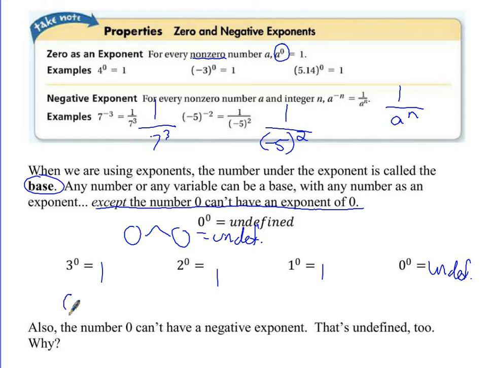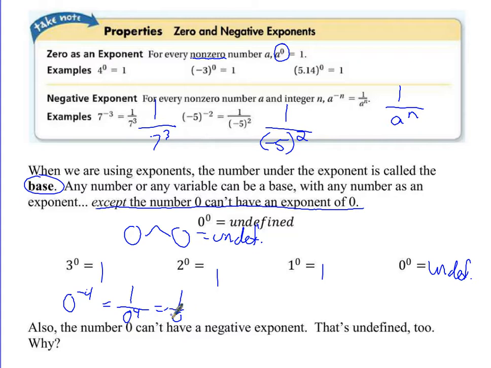If you had 0 to the negative fourth power, let's say, that negative exponent tells me that I need to go 1 over what? 0 to the fourth power. Well, what is 0 to the fourth power? Yeah, that says 0 times itself 4 times. 0 times 0 times 0 times 0, which is just 0. So this becomes 1 divided by 0. What's wrong with that? Yeah, you can never divide by 0.